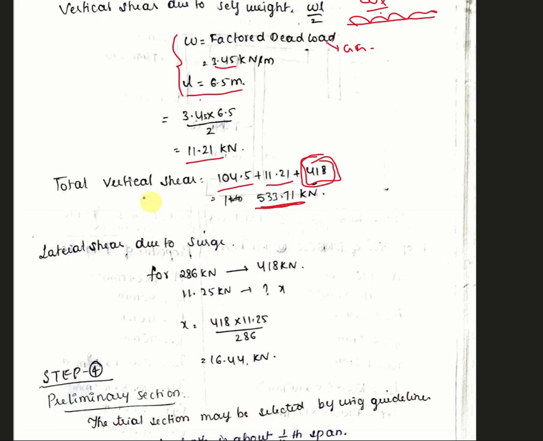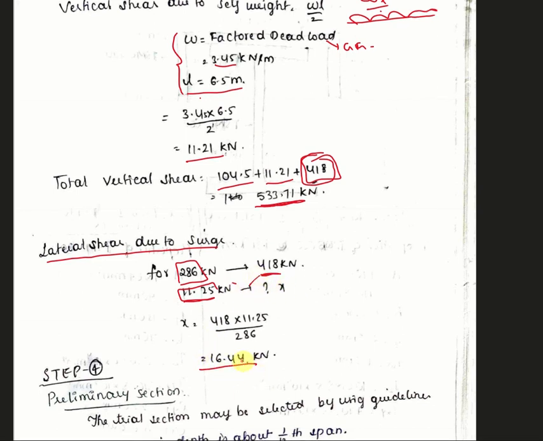Now, just like we have calculated moment due to horizontal forces, we have to consider the lateral shear due to the horizontal force. Here also the same thing, we have to do the cross multiplication. For a 286 kilonewton wheel load, we got the live shear force as 418 kilonewton. But for 11.25 kilonewton of this horizontal load, what we calculated earlier, how much will we get? Do cross multiplication and you will get it as 16.44 kilonewton.